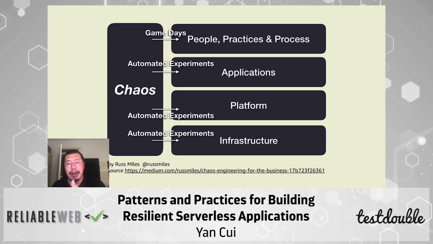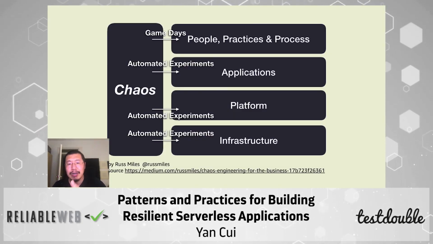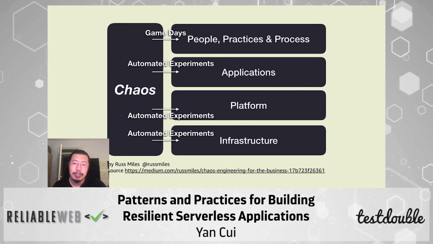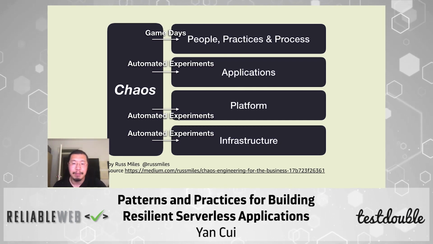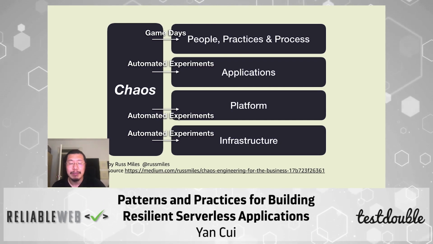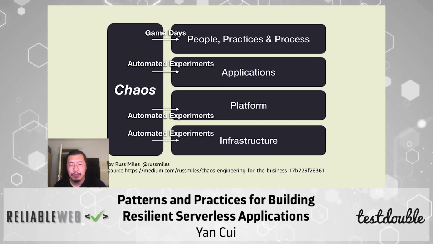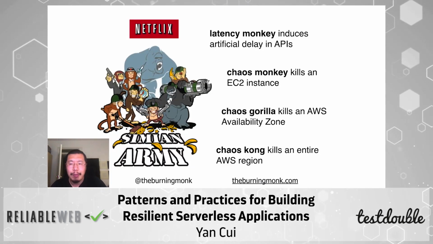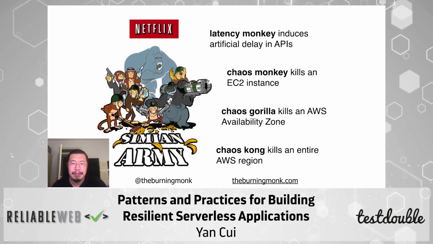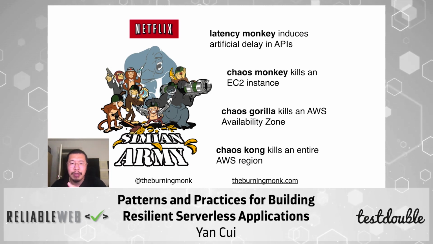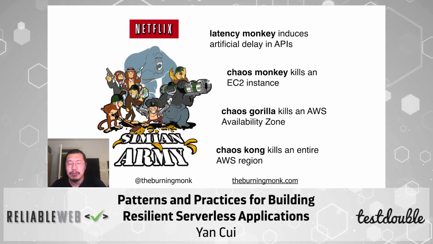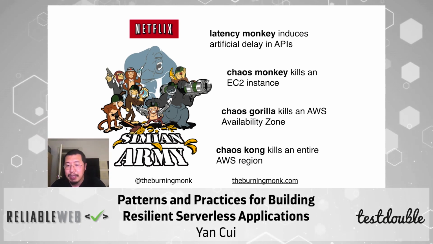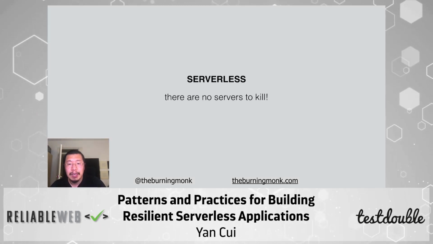And the great thing about chaos engineering is that it's not limited to just your application. It can be applied to test your infrastructure and the platform, as well as the people and processes you have in your organization as well, through things like game days. And in terms of tooling, you probably heard about Netflix's Simian Army, where you have a bunch of different monkeys for killing servers or injecting latency or killing an entire availability zone or even a whole region.